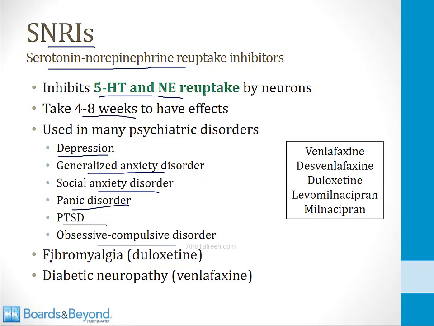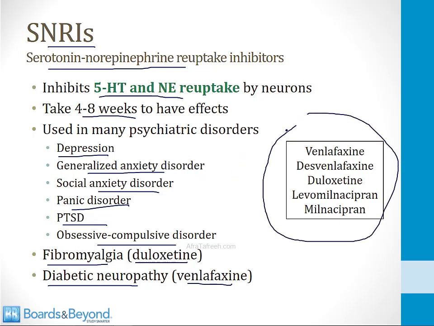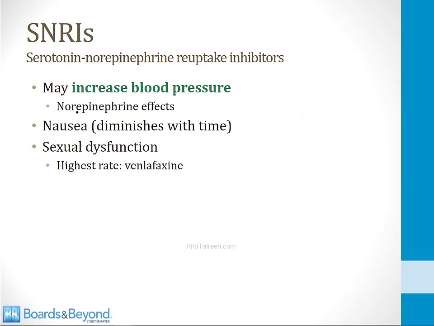In addition, one SNRI has shown some effectiveness in fibromyalgia, that's duloxetine, and venlafaxine has been shown to have some effect in diabetic neuropathy. And I've listed the names of the SNRIs in this box here on the screen. Because these drugs have norepinephrine effects, they can raise the blood pressure, and it's very high yield to remember that for board exams. A patient started on an SNRI who comes into clinic a few weeks later with hypertension may be having an adverse effect of the drug.